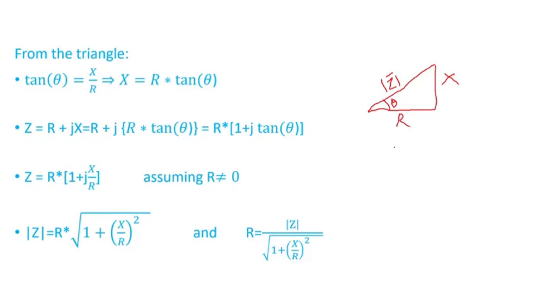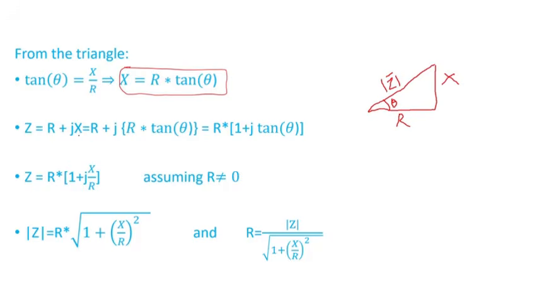So if we look at the triangle, we can derive the formula from the triangle. So tan theta is X over R, then X is just R times tan theta. And we know impedance Z is resistance plus j times reactance.